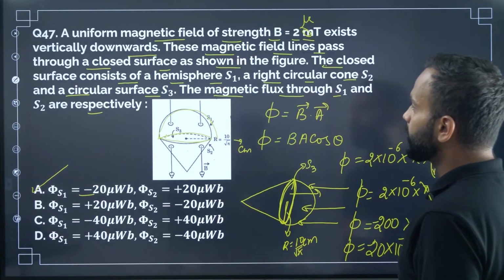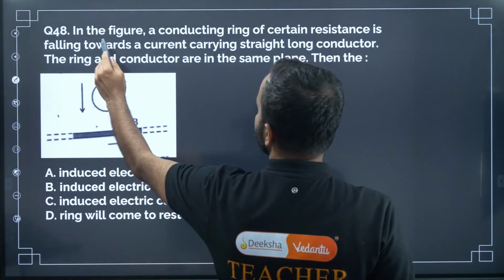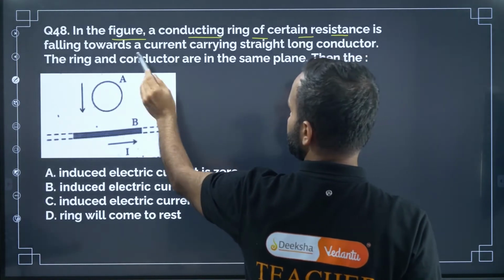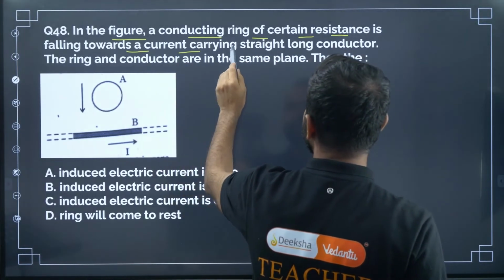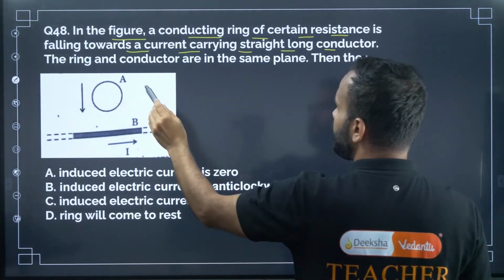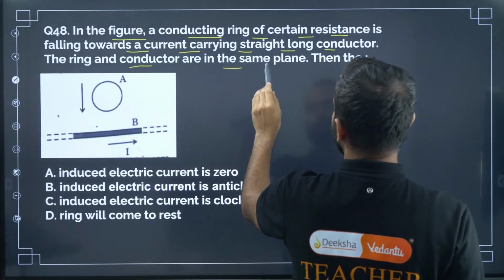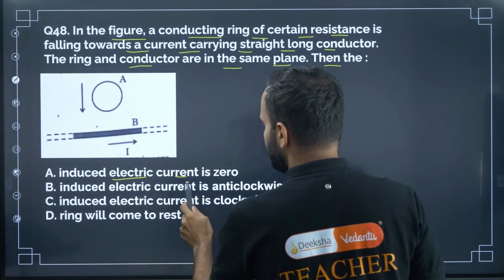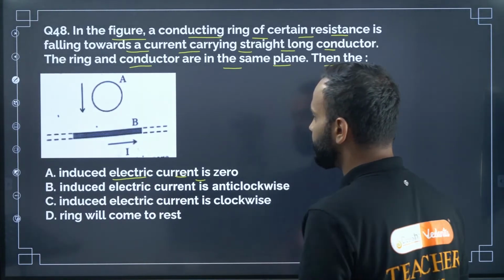Next question. Question number 48. In the figure, a conducting ring of certain resistance is falling towards a current carrying straight long conductor. The ring and conductor are in the same plane. Then the option A, induced electric current is 0.